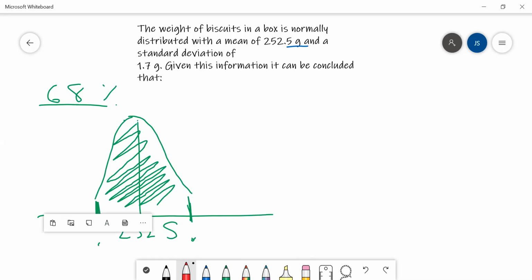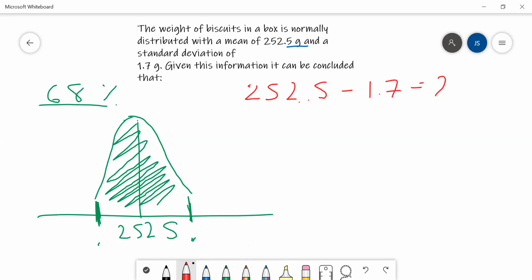So to find one standard deviation less than 252.5, all I've got to do is take away one standard deviation value. And that gives me, yes, I am using a calculator for that, 250.8. So technically speaking, this range would start from 250.8. Okay, so that's the lowest of the 68% majority of the boxes.